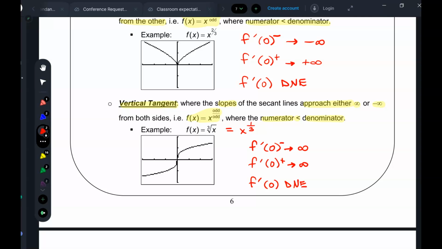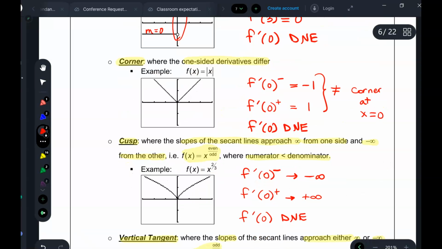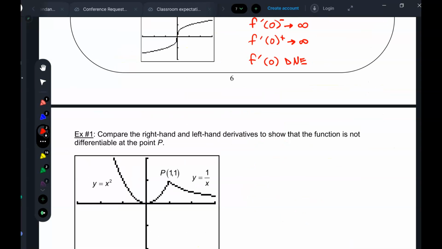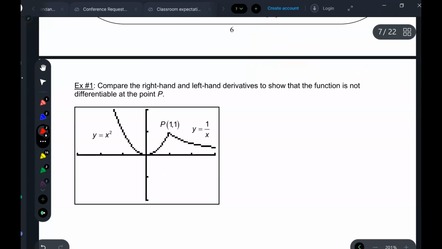Yes, Molly? For the corner. What is an equation that would make a corner that isn't an absolute value? We will look at one on the next example, because I don't really know that off the top of my head. Okay, Mayan? If the tangent is vertical, is that why things cut off? Yeah. Okay.